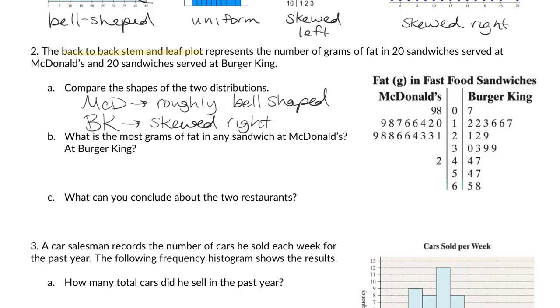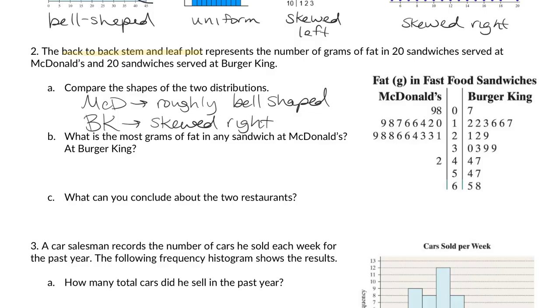I just put it to where it looks like a histogram, so where the bars go up. So for Burger King, I flipped it in this direction. For McDonald's, I flipped it this direction to make it look like a column.